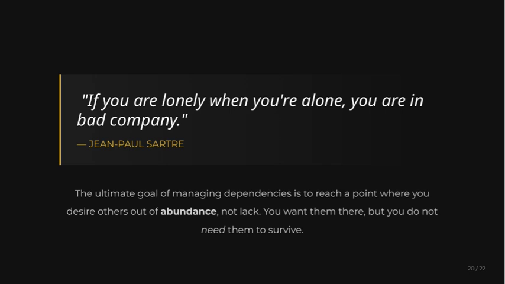As we continue exploring how to build resilience and independence, remember that the ultimate aim is to cultivate a mindset where our happiness isn't contingent on external dependencies. Instead, we find fulfillment internally and choose to connect with others from a place of abundance, not lack.